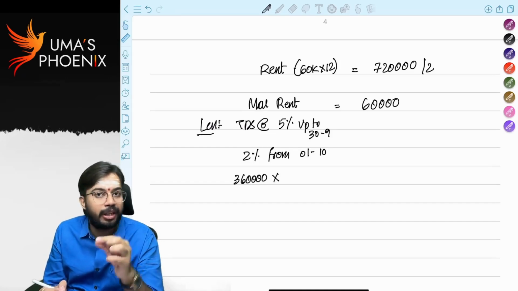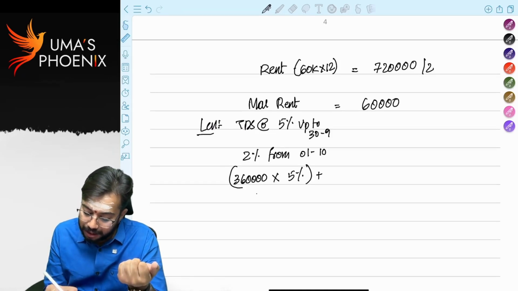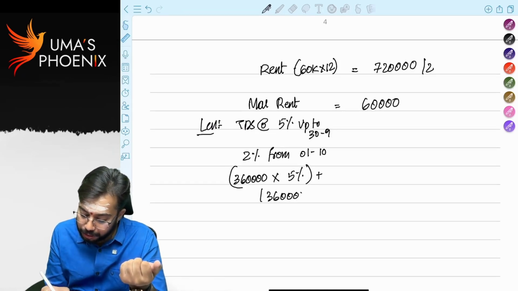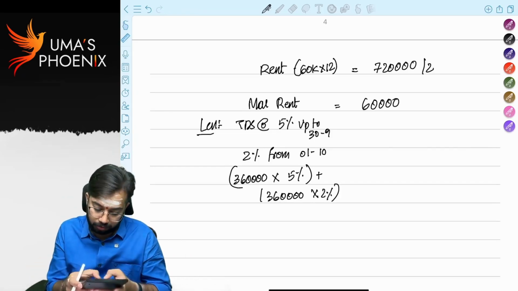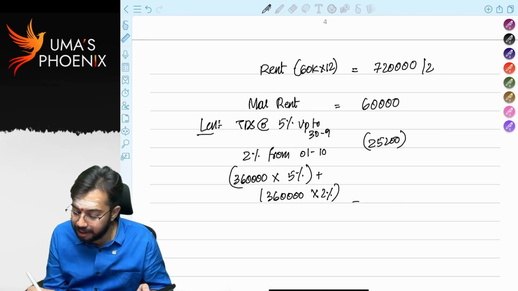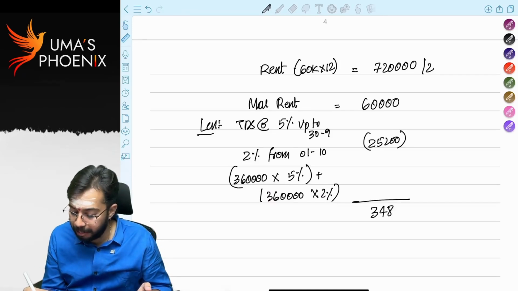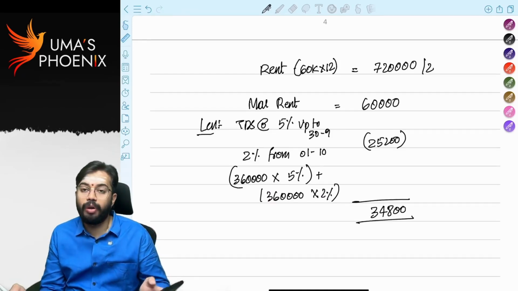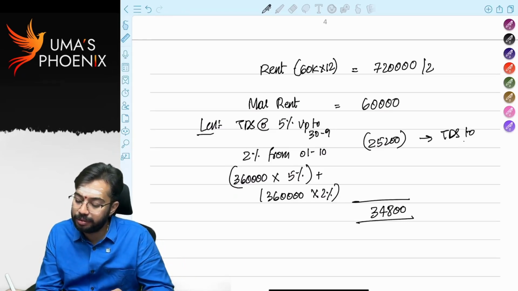Up to 30th September means how many months? 6 months. 60,000 into 6 months, 3,60,000 into 5% plus 3,60,000 into 2%. How much? 25,200 TDS will be deducted. Balance 34,800 will be paid to the owner. Is it clear? This 25,200 will be paid as TDS to the government.